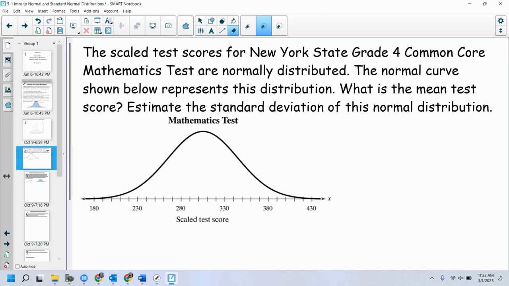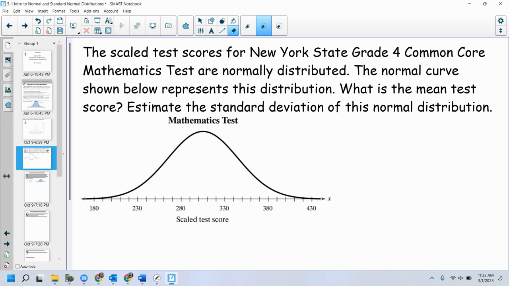It's a norm reference test where they'll say, okay, we're going to plop a normal distribution onto everybody's scores in the state, because obviously if you take a huge sample like every Algebra 1 student in the state, it's probably going to end up being normally distributed, right? Big sample size. Like the New York State Grade 4 Common Core Math test, the normal curve shown below represents this distribution. What is the mean test score? What do you estimate the mean test score to be?